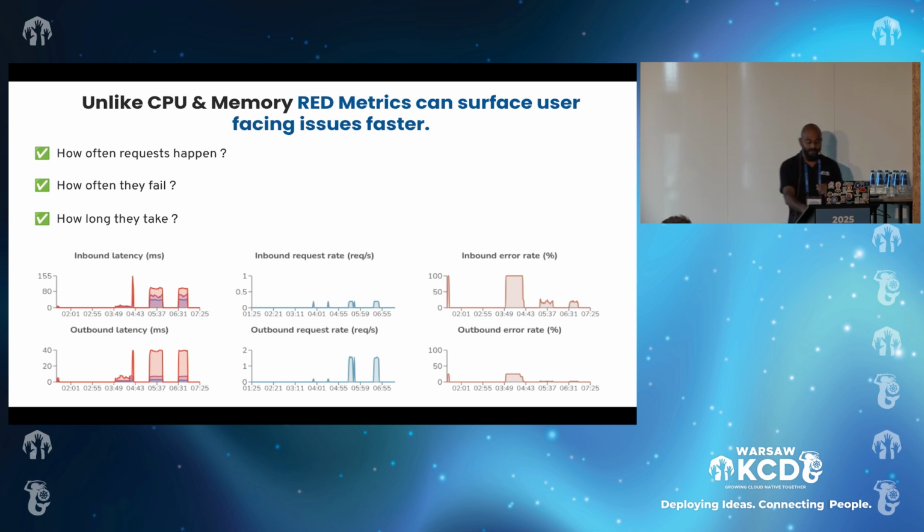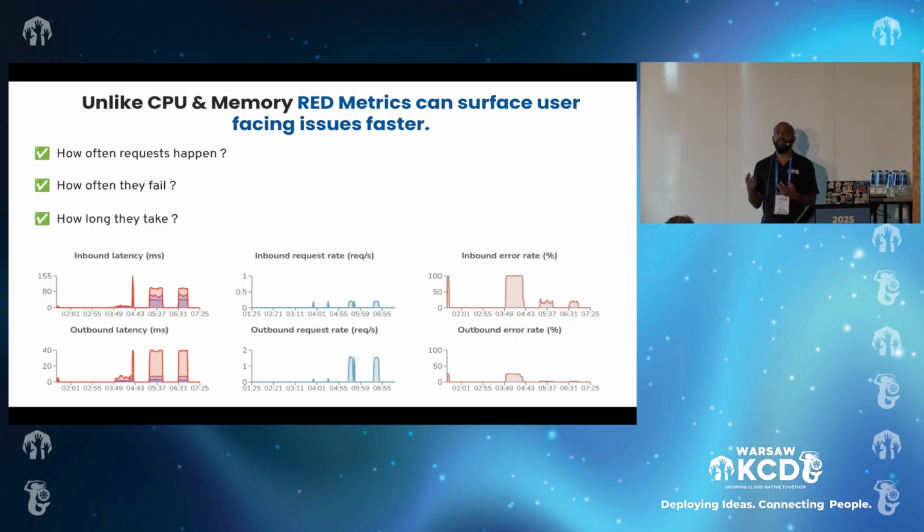Let me talk to you about something called red metrics. And if you're using spans, there's something called span metrics to get this. But how many of you are familiar with red metrics? Okay, good. All right. So RED stands for rate, errors, and duration. And it's a great way for you to understand what your customers or users experience, right?